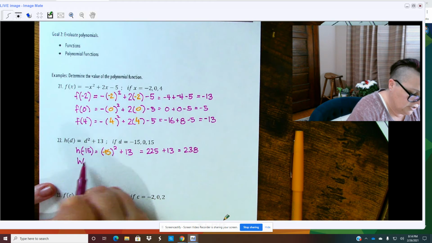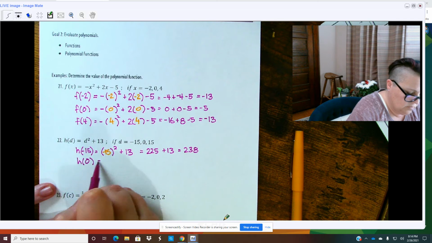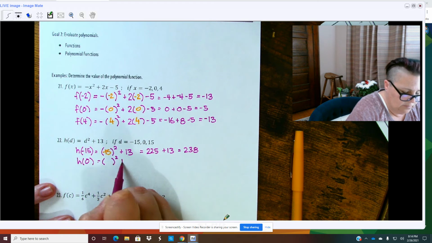And if I do h of the second one, which is 0, that's going to be a 0 squared plus 13.